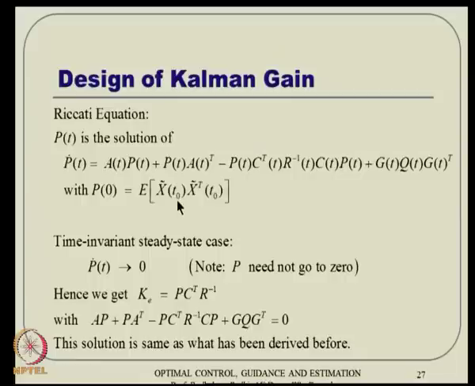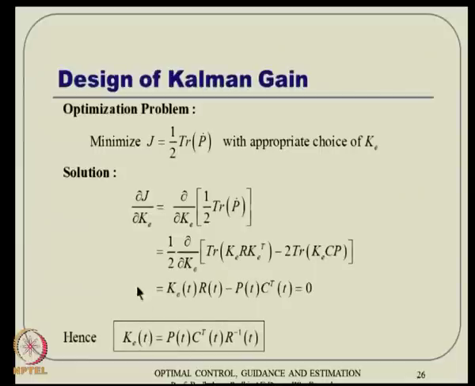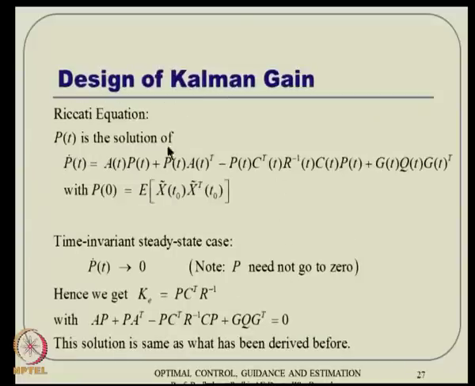But anyway, P naught is available, so P dot is available. Utilizing that, we should be able to get a solution for P of t. That is the approach. The expression remains the same, but P cannot be a steady state Riccati equation solution; it should be a solution of this differential equation with this initial condition.